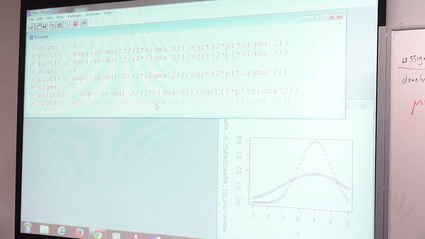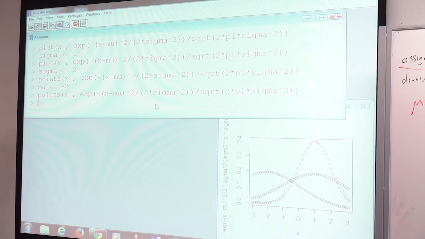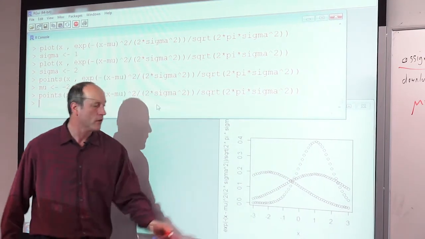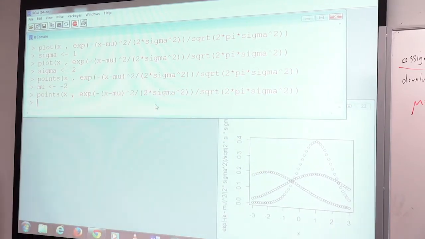And I can also change my mu as well. Where's my mu? -2, let's say. And this distribution here has got a mu of -2, but you can see I've missed most of it off. You can see if my x was larger, I could have coped with it. Okay.